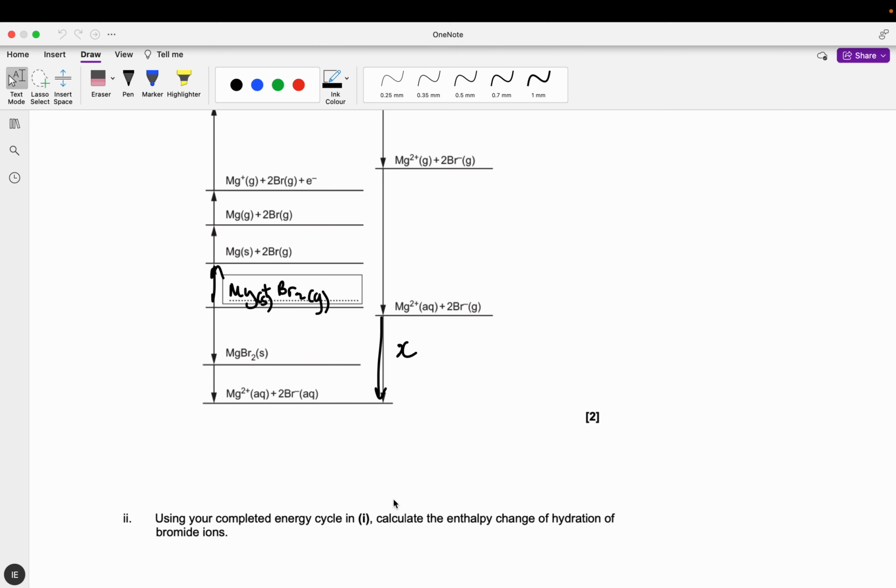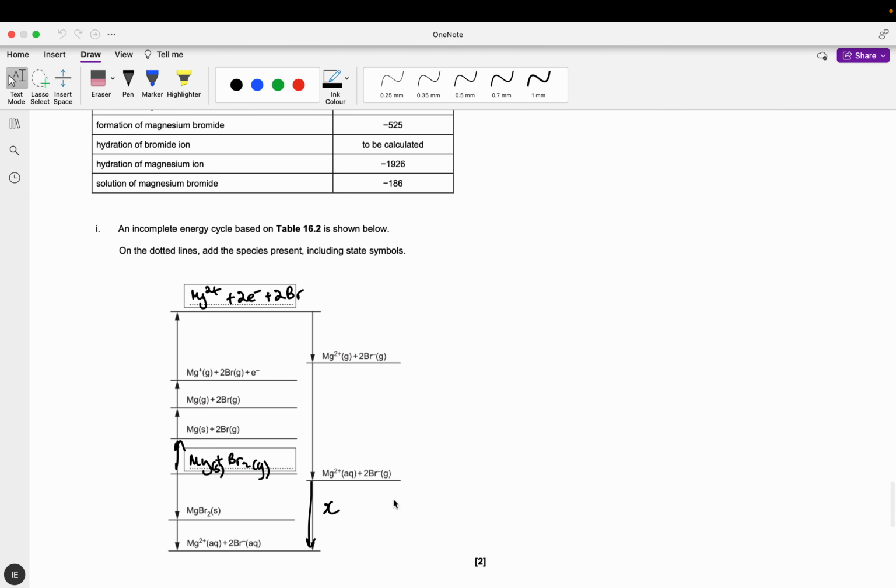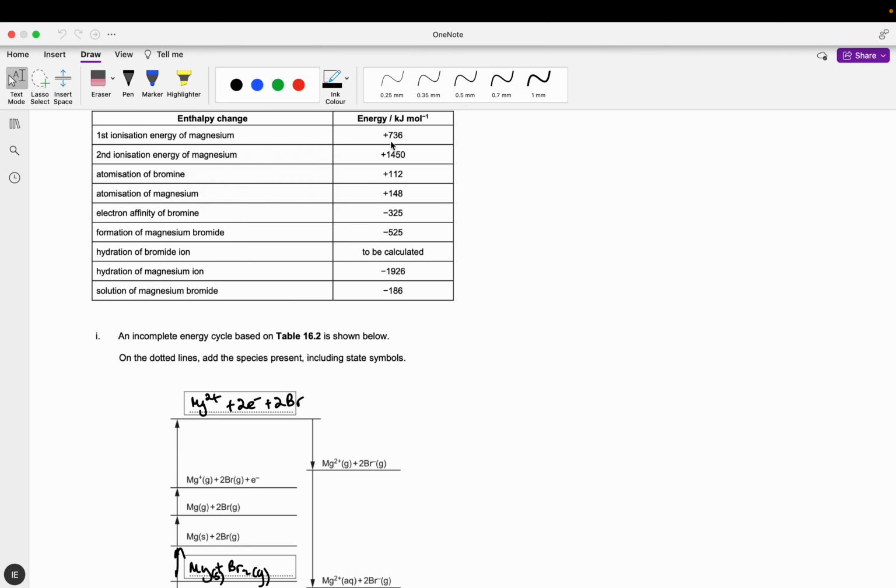Cool. Right, so now what you do is the same with all the other Born-Haber questions. You just fill in all these gaps and you just write the numbers in. So let's go through the top. First ionization energy of magnesium. Let me zoom out a bit. So first ionization energy of magnesium is 736. So I'm going to write 736. Where am I going to write that?